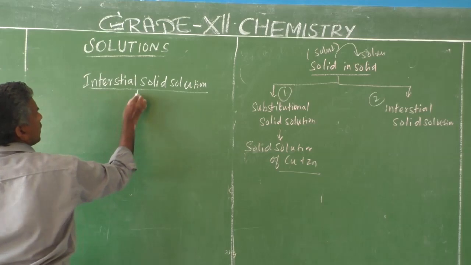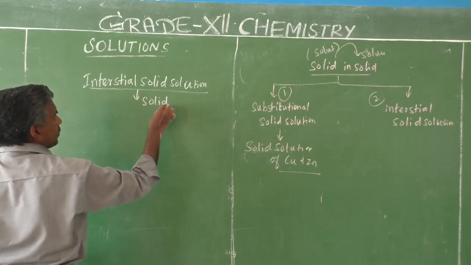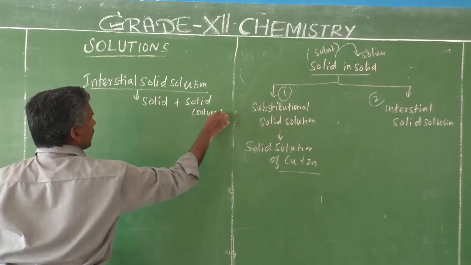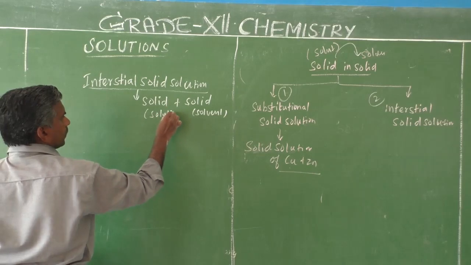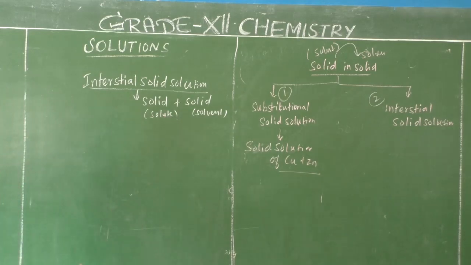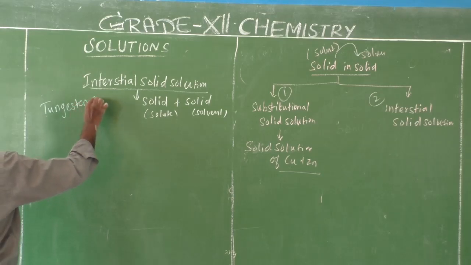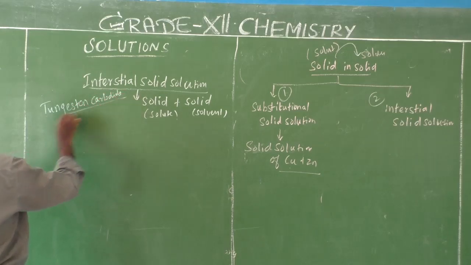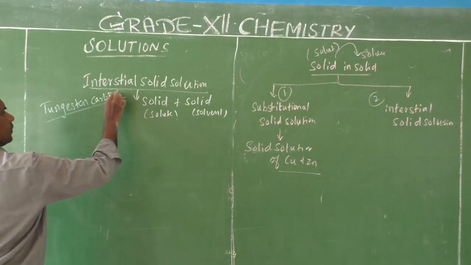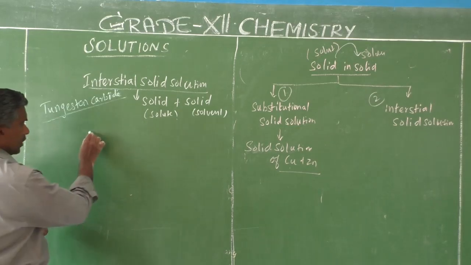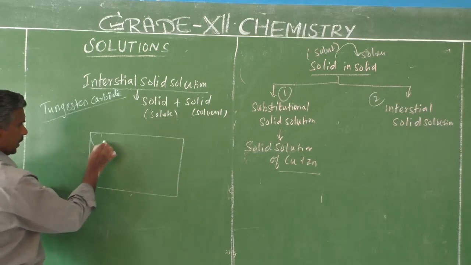Interstitial solid solution. Here also the solvent is a solid and the solute is a solid, but different. Example: tungsten carbide. Tungsten carbide, a great example. Carbon is present in a tungsten crystal, in the gaps between the metal atoms.